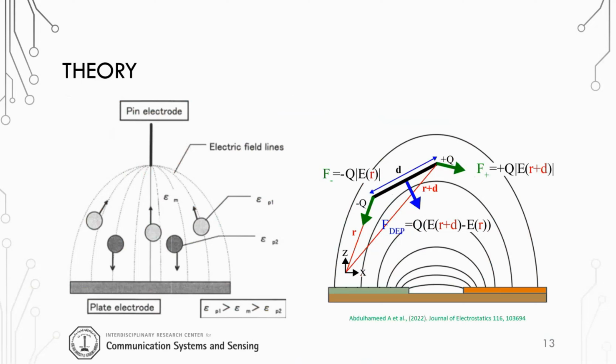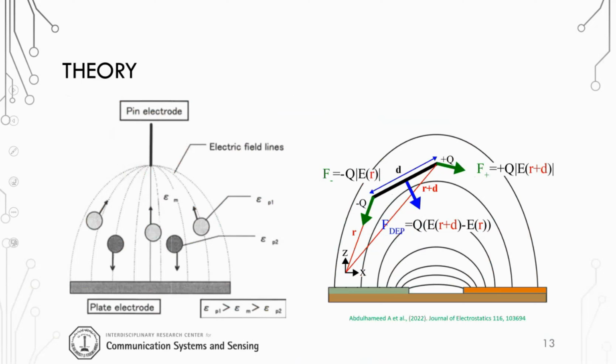There are two particles. One of these particles will move to the high electric field, which is particle number 1, whenever the permittivity of particle number 1 is higher than the permittivity of the medium. The medium here is water or ethanol or any other kind of solvent. If the permittivity of the particle is higher than the permittivity of the medium, usually your particle will move to the high electric field.